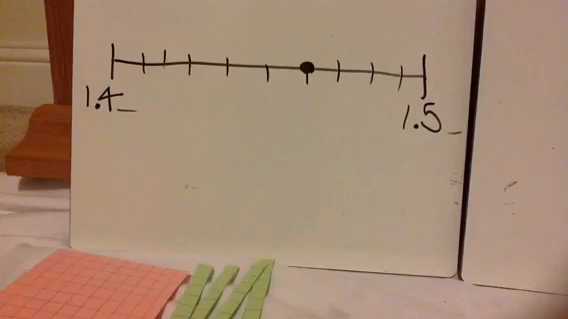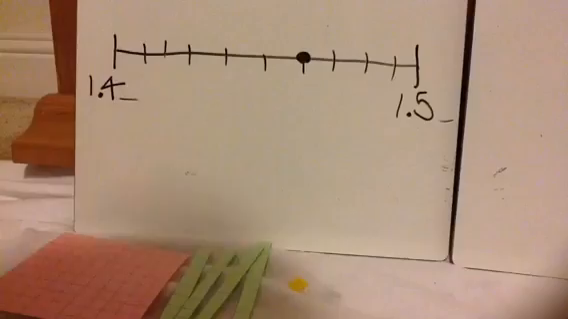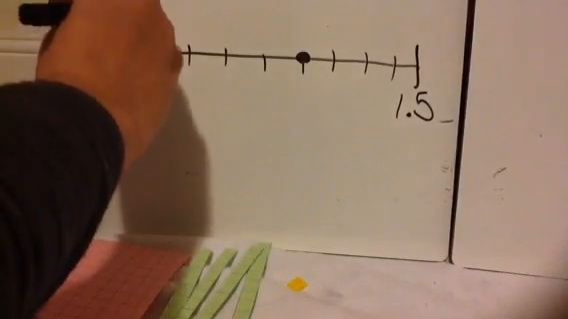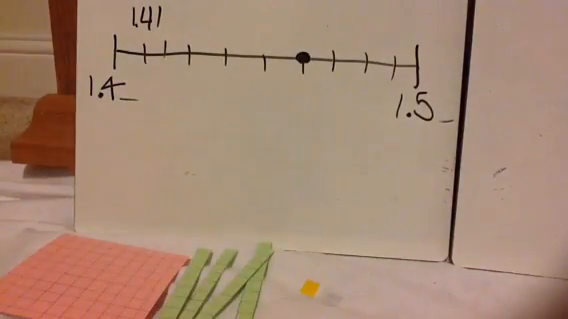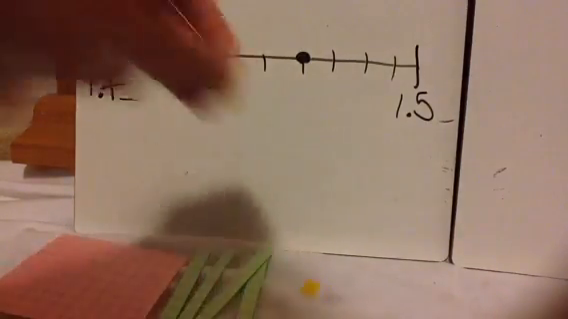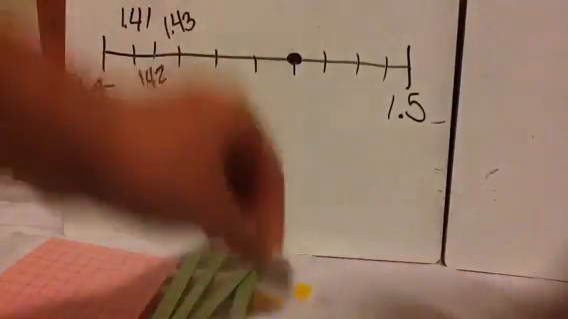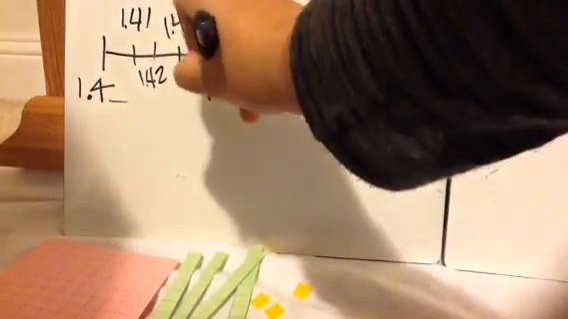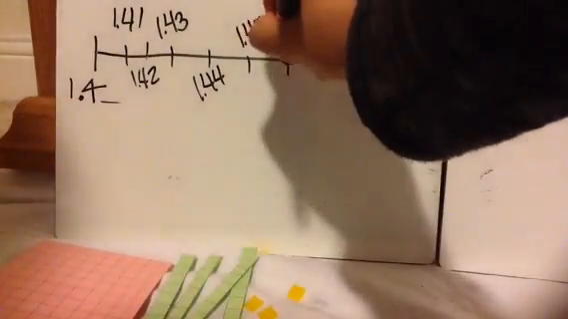So you're going to add 100th. So 1 and 4/10 plus 1/100th is now 1 and 41/100ths. 1, 10, 20, 30, 40, 41. Plus one more. Whoops. It's now 1 and 42 hundredths. Plus one more, 1 and 43 hundredths. Plus one more, 1 and 44 hundredths. Plus one more, 1 and 45 hundredths. Plus one more, 1 and 46 hundredths.